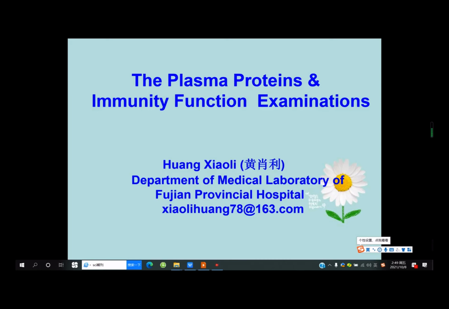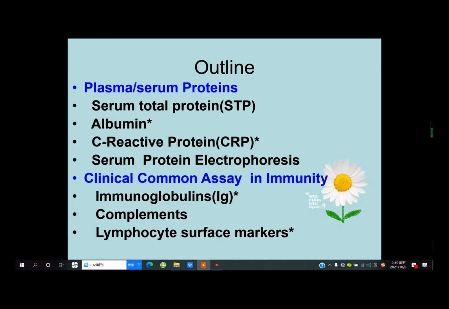In this class, I will introduce the plasma protein and immunity function examination. There are so many kinds of proteins in our body. In this part, I only introduce some kinds of plasma protein which are more important for us, including the serum total protein, albumin, globulin, C-reactive protein.